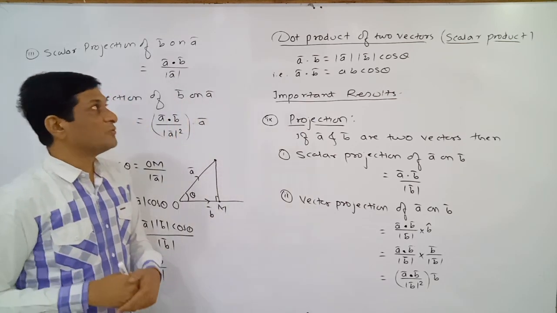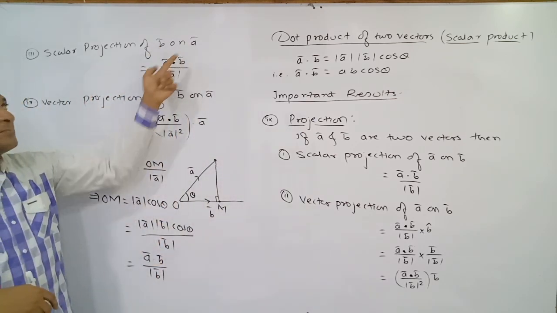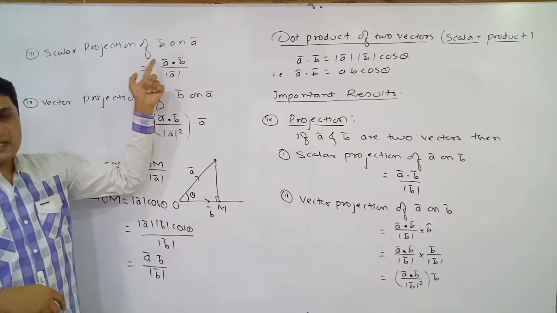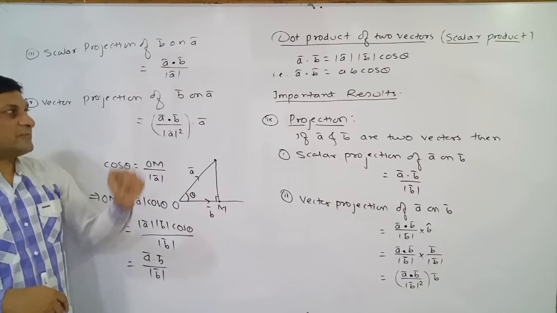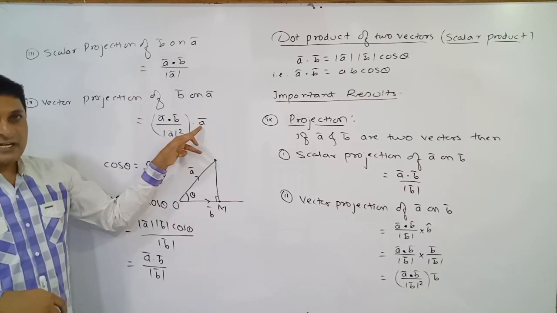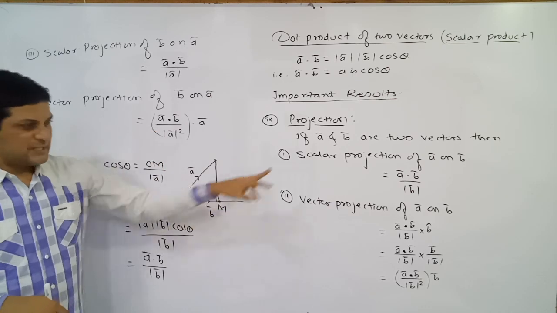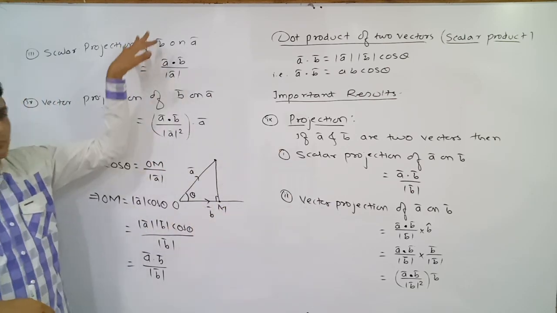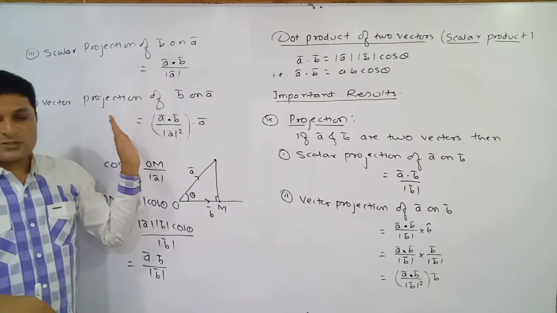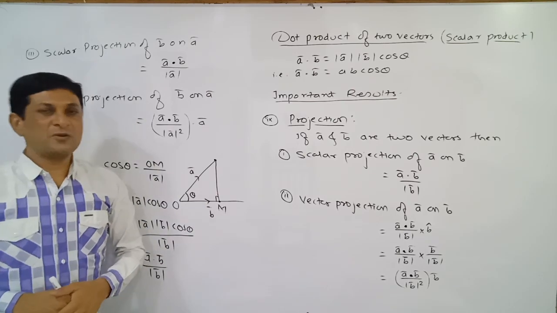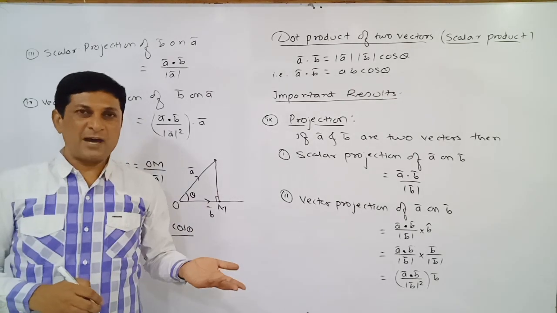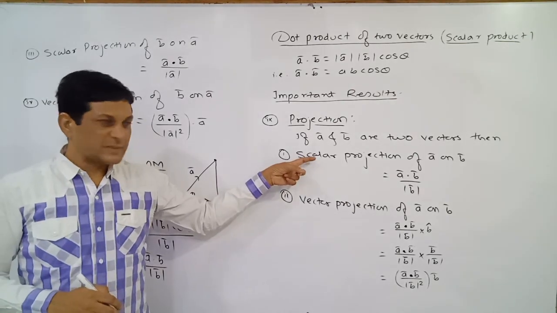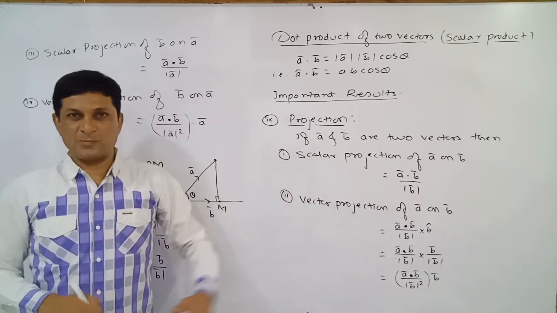Similarly, to find the projection of B bar on A bar, what result will we get? A bar dot B bar upon magnitude of A bar, and here which vector will get multiplied? A bar. So using the same method, we are able to find these results. In this way, we have seen a formula to find the projection of A bar on B bar, both scalar projection and vector projection.